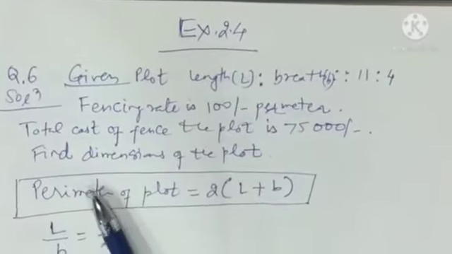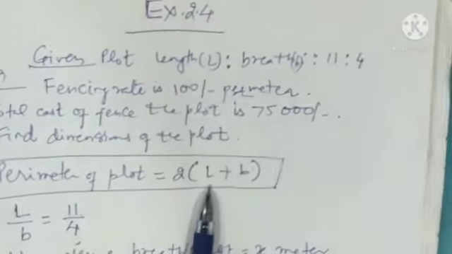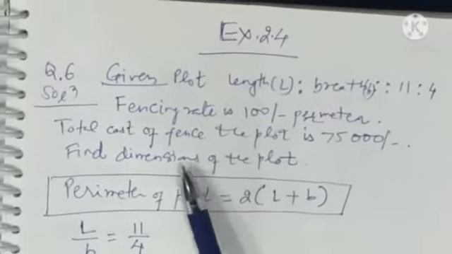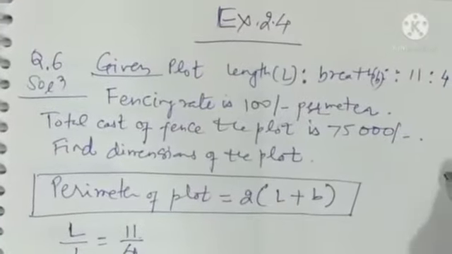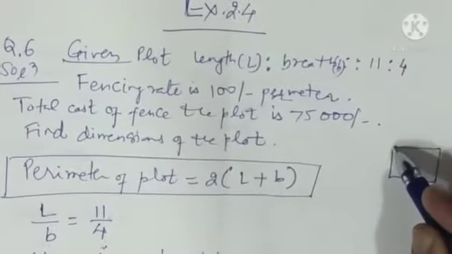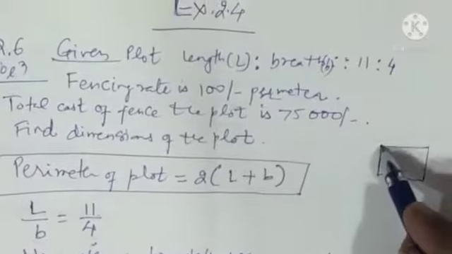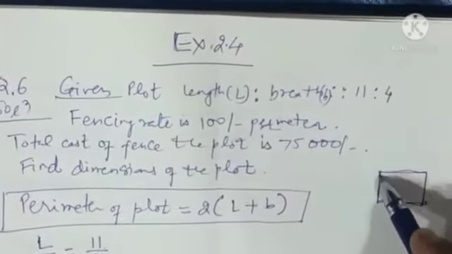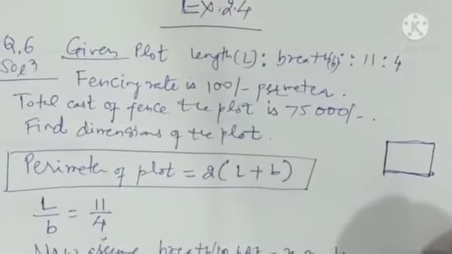Now you know that dimension of the plot means the length and width. In that question, it mentions fencing. Fencing means the surrounding of the plot, so we can find this length, which is the perimeter of the rectangle. That is the rectangular plot.